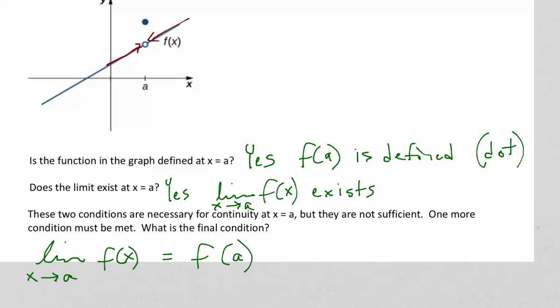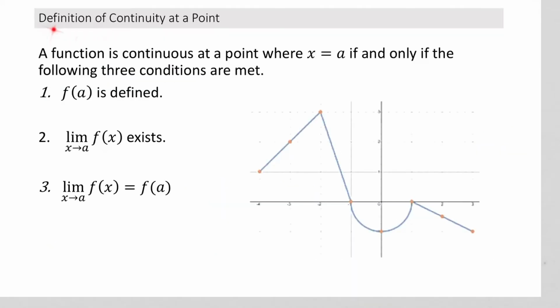So let's summarize this. The definition of continuity at a point. A function is continuous at a point where x is equal to a if and only if the following three conditions are met. F of a is defined. The limit as x approaches a of f of x exists. And the limit as x approaches a of f of x is equal to the function defined at a. If these three conditions are met, then you have a continuous graph.